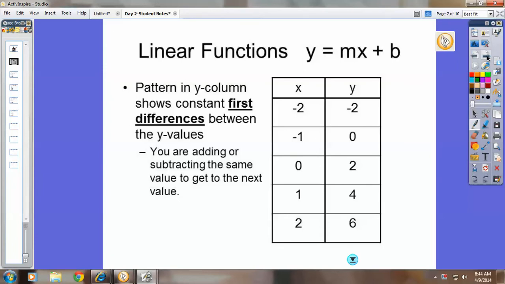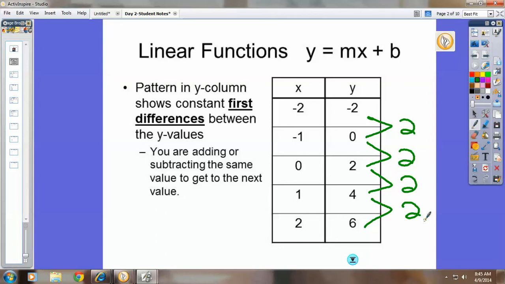Linear functions, as it says on your page, this table is an example of a linear function. Okay? In order to determine that this is linear, I want you to look at the y column. In the y column, I want to know, am I increasing by the same thing every time? Well, we call that the first difference. That's what we're looking at. So what I want to do is subtract. I'm going to take 0 minus negative 2, which is positive 2. 2 minus 0, 4 minus 2. 6 minus 4.